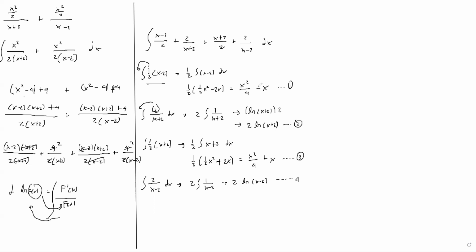We can just try to put them together right here. Okay, so we add them together. So that will be x squared over 4 minus x, and then we have plus x squared over 4 and then plus x, right? And we also have, what's that? 2 ln (x plus 2). So plus 2 ln (x plus 2) plus 2 ln (x minus 2).